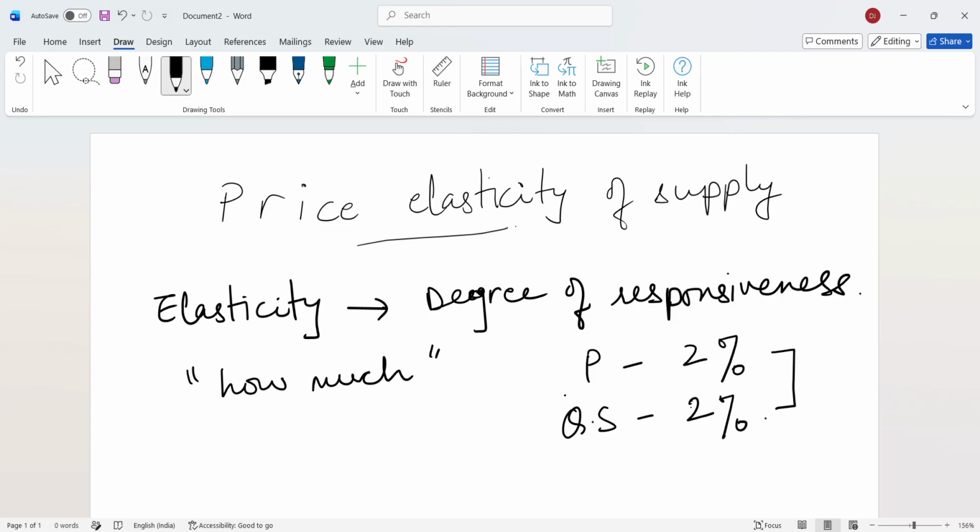So how to calculate elasticity of supply? All right. What you really have to understand is the concept of elasticity. Whether we are talking about demand elasticity or supply elasticity, elasticity basically tells us by how much there is a change in a certain variable when there are changes in prices, when we are talking about the price elasticity of demand and supply.